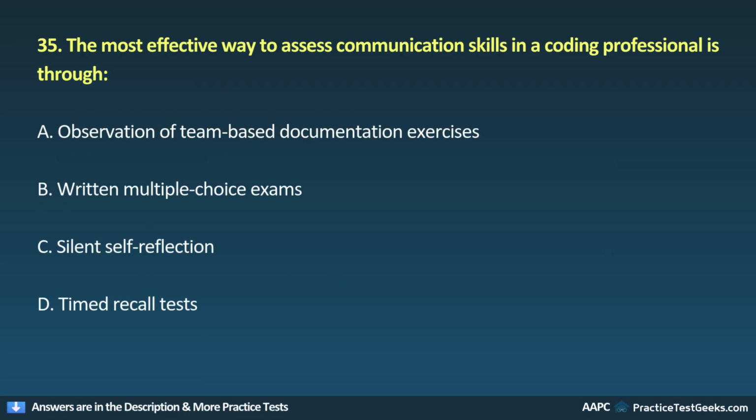35. The most effective way to assess communication skills in a coding professional is through A. Observation of team-based documentation exercises. B. Written multiple choice exams. C. Silent self-reflection. D. Timed recall tests.